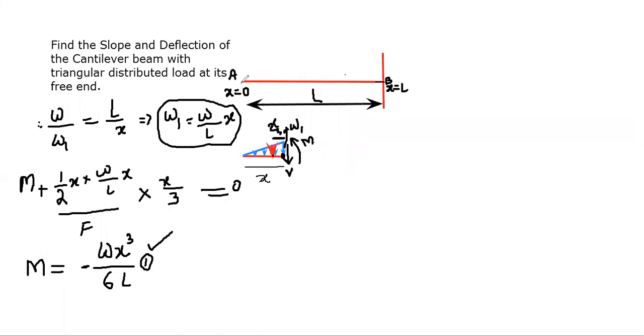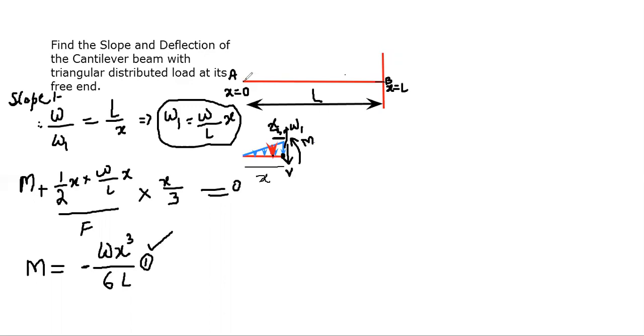In order to find this, first we will be finding the slope. This is the procedure for finding the slope of the beam. We have to find the slope of the beam at point A. Now remove all the loads from the beam, since we have to find the slope at point A.